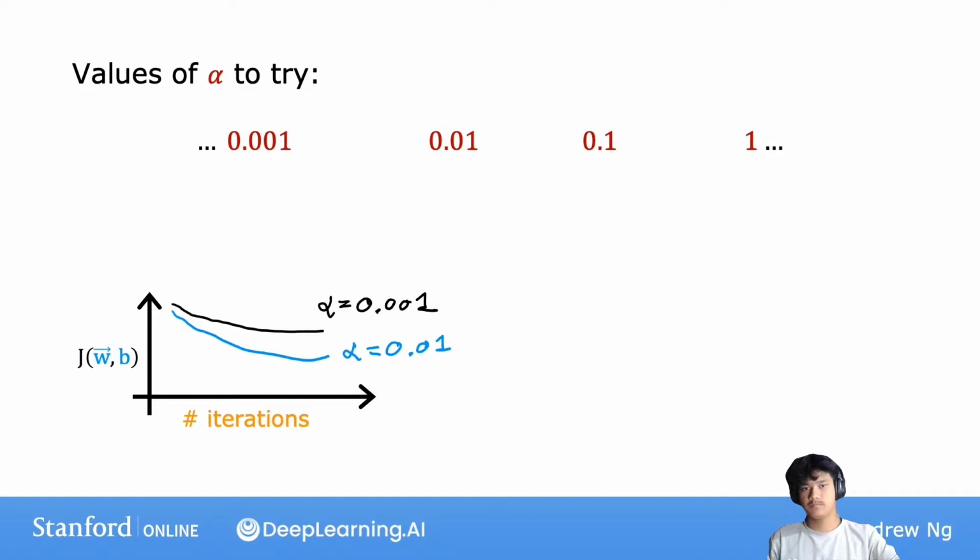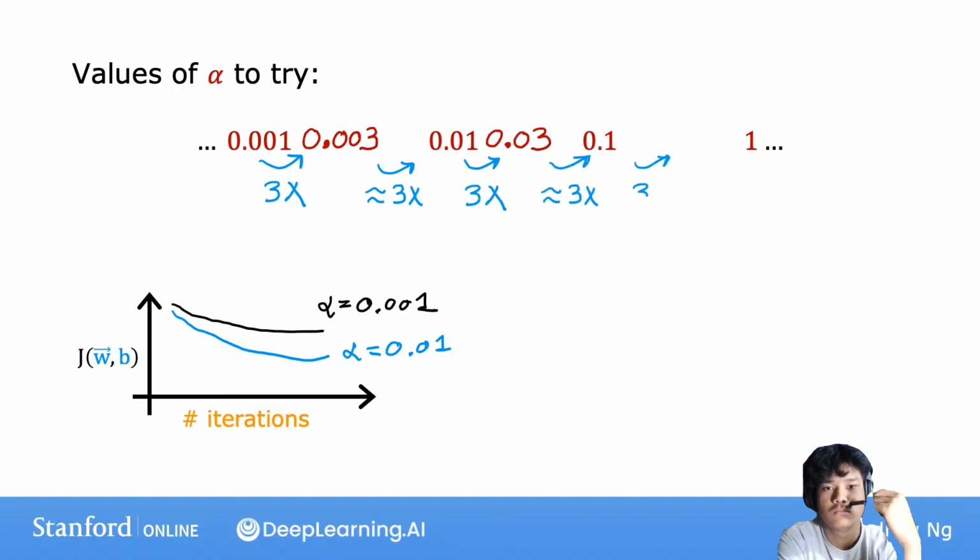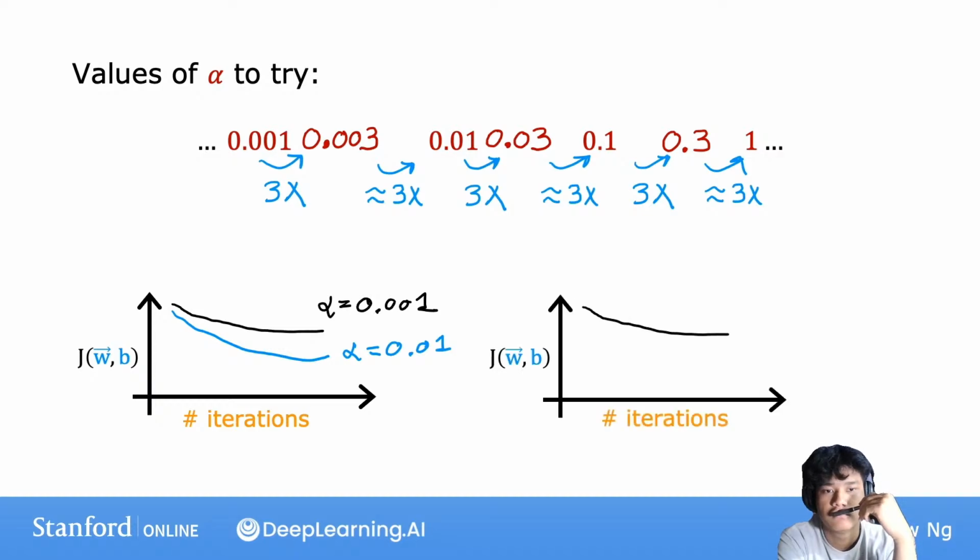In fact, what I actually do is try a range of values like this. After trying 0.001, I'll then increase the learning rate threefold to 0.003, and after that, I'll try 0.01, which is again about 3 times as large as 0.003. So these are roughly trying out gradient descent with each value of alpha being roughly 3 times bigger than the previous value. So what I'll do is try a range of values until I found a value that's too small, and then also make sure I found a value that's too large.